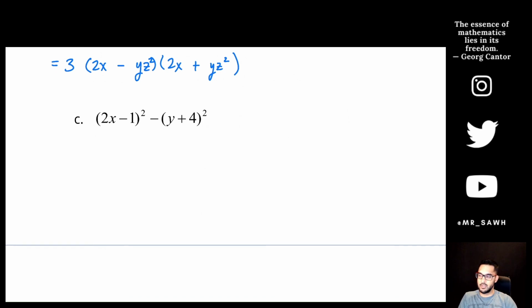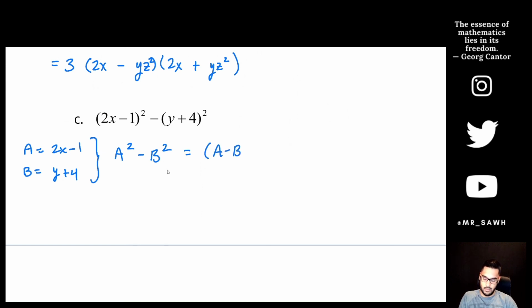I'll do a substitution here because it's one of the things we talked about in this video. So let's make a equal to 2x minus 1, b equal to y plus 4. And if I use those two things as substitutions, well, now I get a squared minus b squared. That's a difference of squares by definition. If you factor it, well, you're going to have a minus b, a plus b. Replace those a's and b's with your original expression.